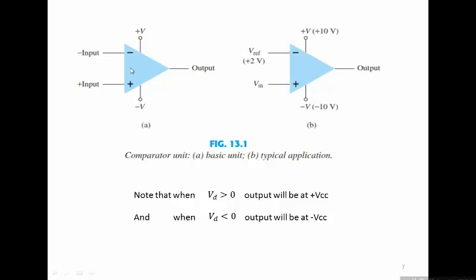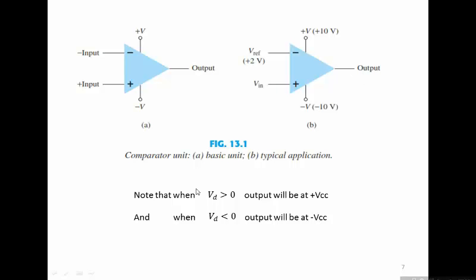So this is a basic unit, and this is a typical application in which you have applied inputs to each terminal. However, at the inverting terminal you applied plus 2 volts DC, which is also called the reference voltage, and on the second terminal you applied an input signal that can be any waveform, sinusoidal, triangular, or any arbitrary shape, and based on the level of these inputs, the output would be defined.